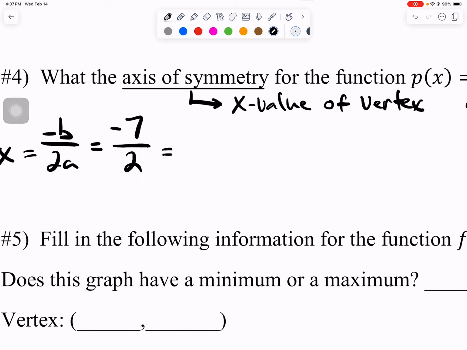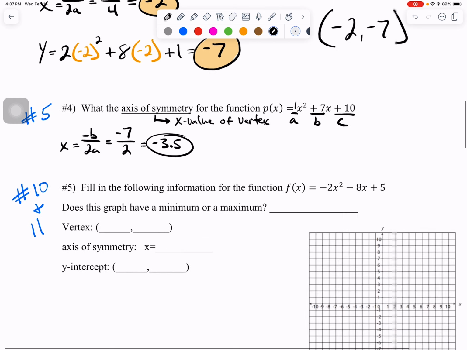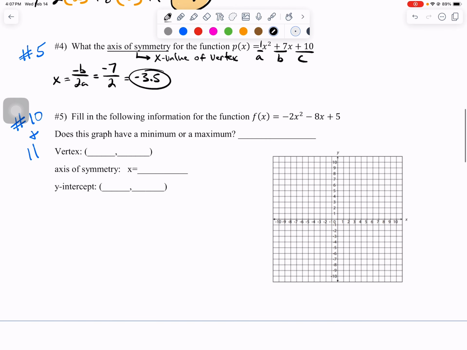Negative 7 divided by 2 equals negative 3.5. Go ahead and circle your answer. All right, so for number 5, this can also be used for numbers 10 and 11, depending on the quiz you're working on. But fill in the following information for the function f of x equals negative 2x squared minus 8x plus 5. Well, does this graph have a minimum or a maximum?